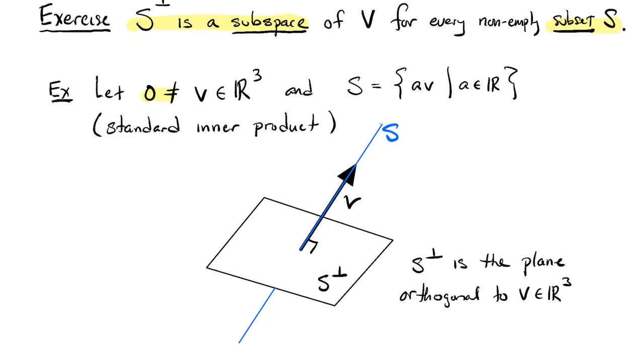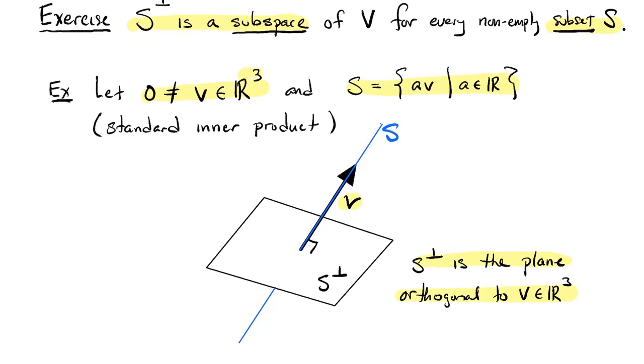If you take a non-zero vector in R3, for example, and you let S be the line through it, you can visualize it in my picture here. I've got V drawn, some non-zero vector, that black arrow. S is the set of all scalar multiples of V, so it's the line through there. Well, then S perp is just the plane that's orthogonal to that vector, like you constructed. It was a common way to write down equations of planes in Calc 3. The V there is the normal vector to the plane.